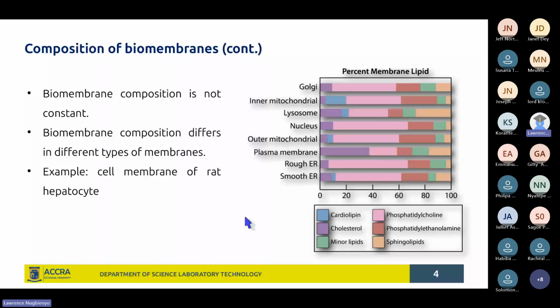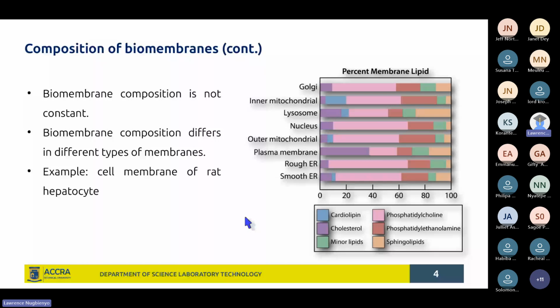These can depend on whether the cell is in a particular tissue or not. Even when you take cells of a particular tissue and compare them in different organisms, you'll find some differences in the composition of these biomembranes that you are comparing.